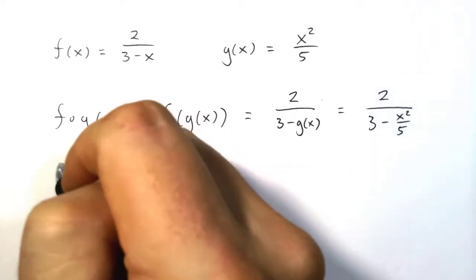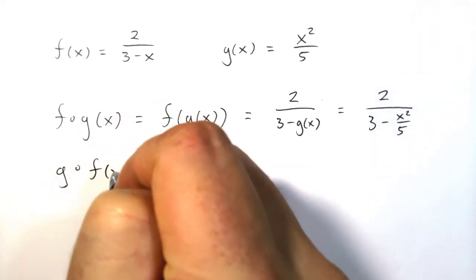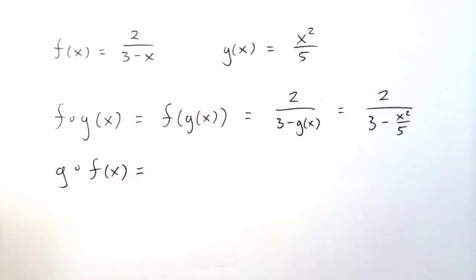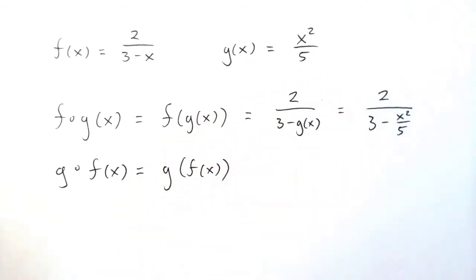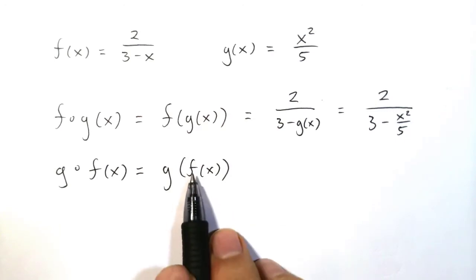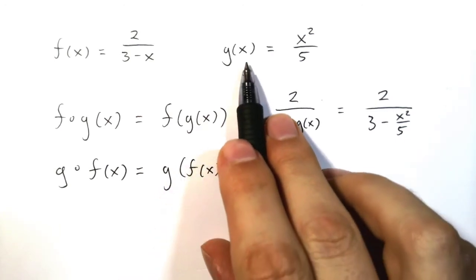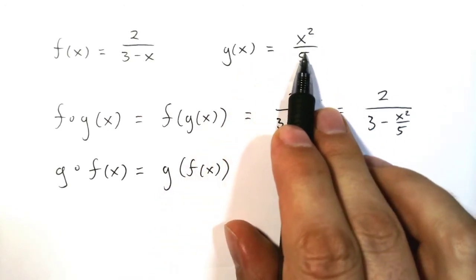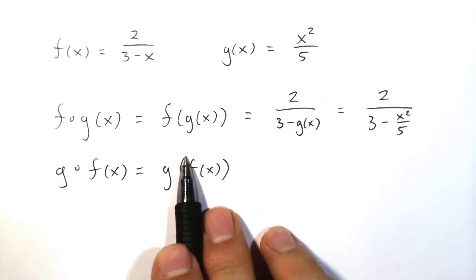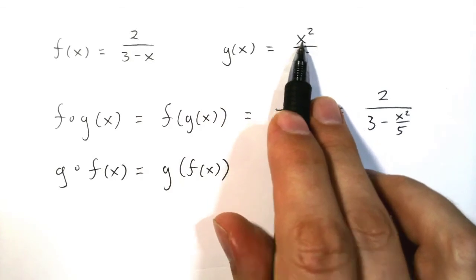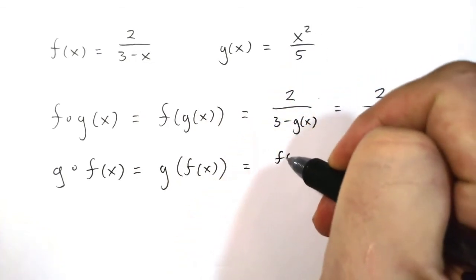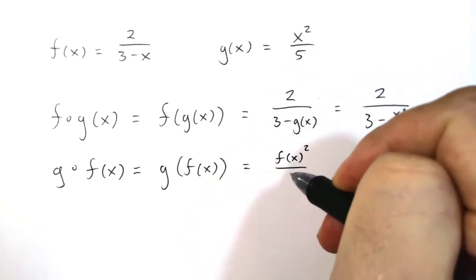All right, let's try it the other way around. Let's try g of f of x. Well, that's going to be g evaluated at f of x. Okay, well, what does g do? G takes x, squares it, and divides by 5. But in place of x, we've put an f of x. So instead of x here, we're going to have an f of x. Right? So it's going to be f of x squared divided by 5.